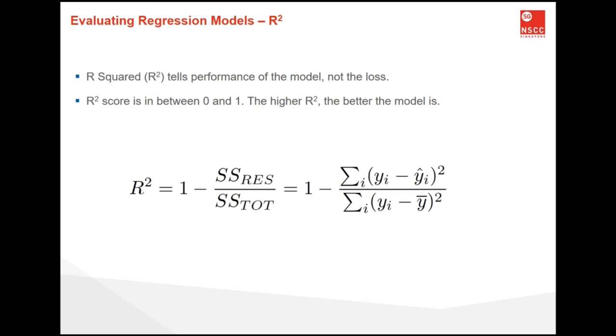And the last metric we are going to talk about is R-square. R-square score is a metric that tells the performance of the model, not the loss in an absolute sense, that is, how well the model performed. In contrast, mean absolute error and mean square error depend on the context, as we have seen, whereas the R-square score is independent of context. Hence, R-square is also known as the coefficient of determination, or sometimes goodness of fit.